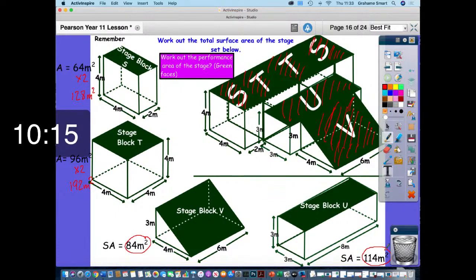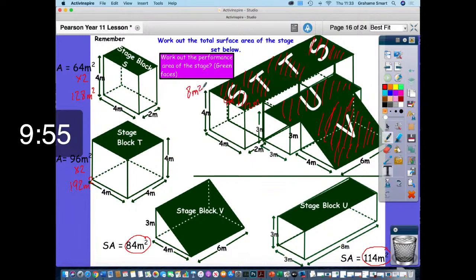For the next part, working out the performance area, I'm only working out the area of the green faces, so I'm just going to quickly have a look at this. I've got the answers on the next one. That'll be 2 metres, that'll be 4 metres. 2 metres multiplied by 4 metres would be 8 metres squared.